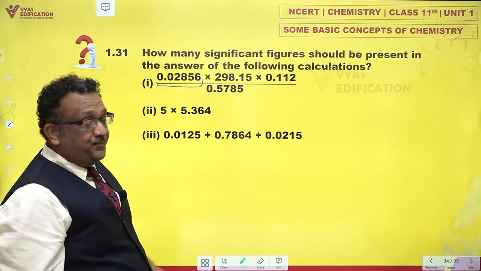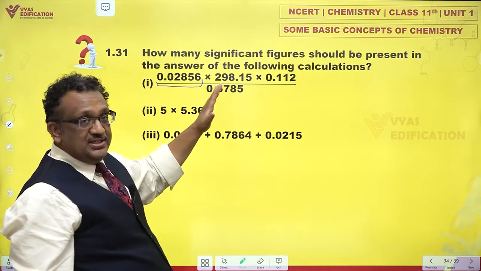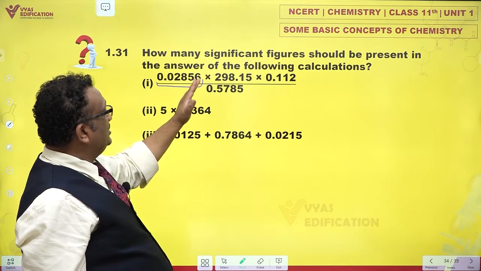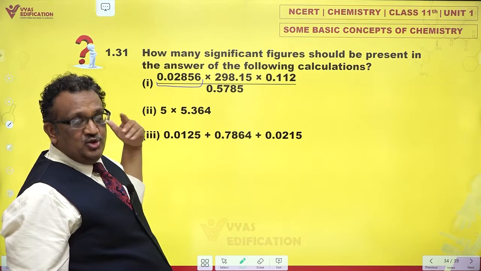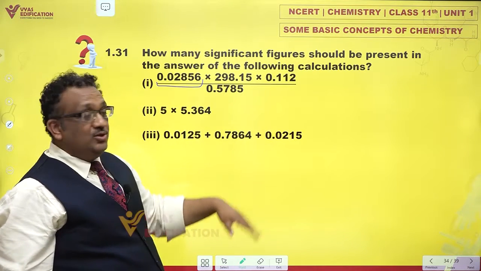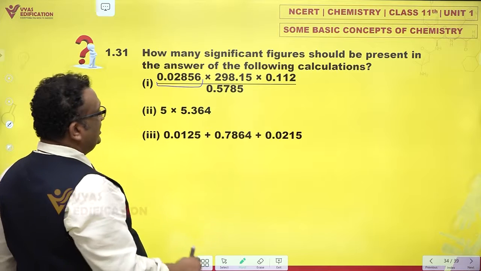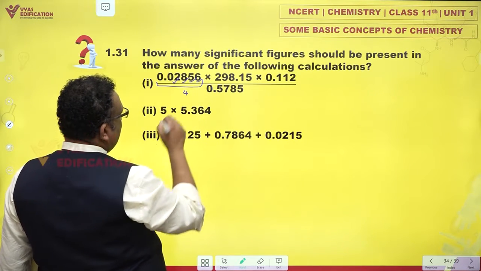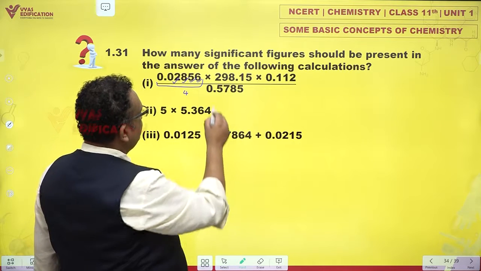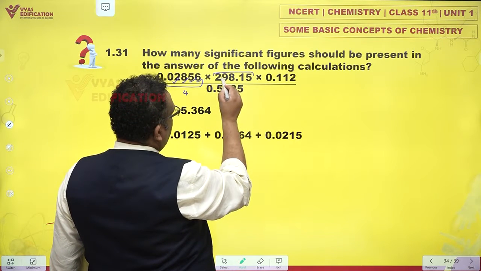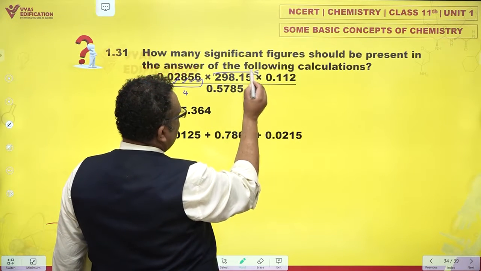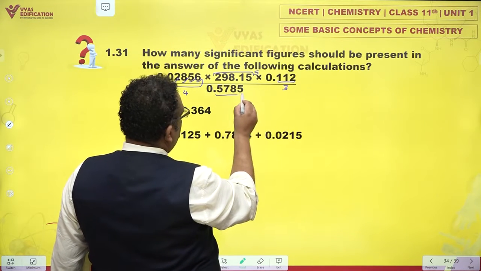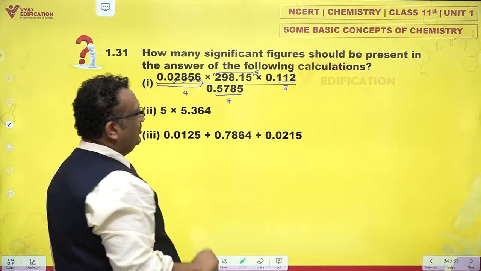The rules say that if you have numbers after the decimal, then all the zeros on the left side should be omitted. All the zeros on the right side should be counted. So 1, 2, 3, 4. This number has 4 significant figures. This number, 1, 2, 3, 4, 5, has 5 significant figures. This has 3 significant figures and this has 4 significant figures.